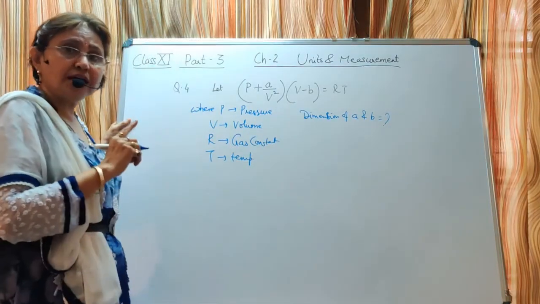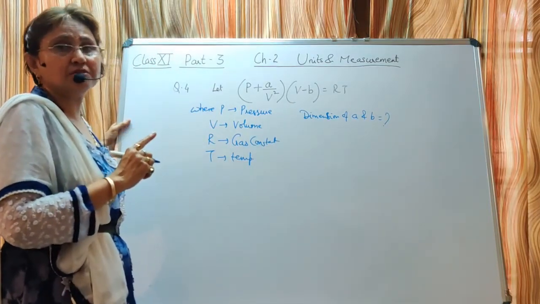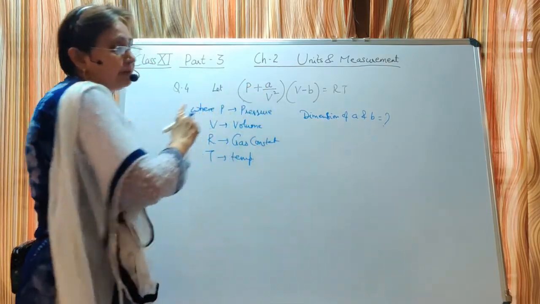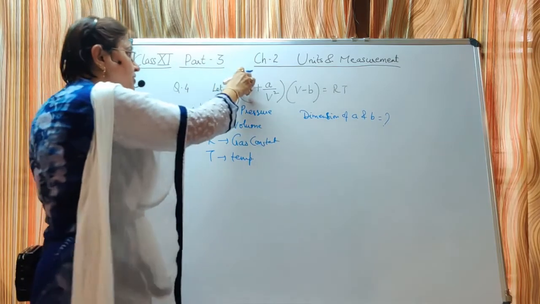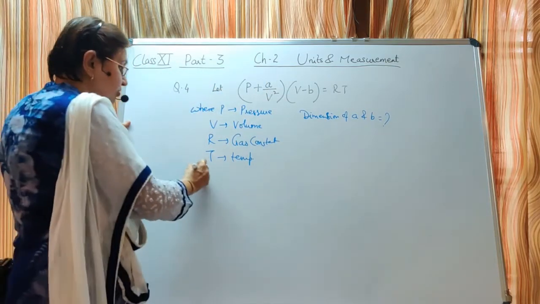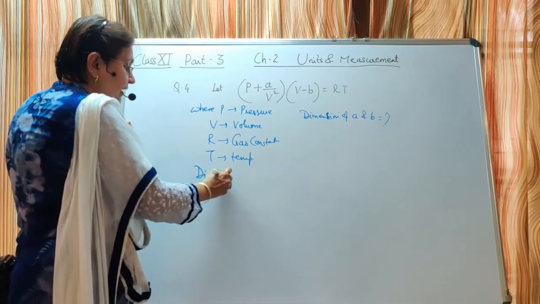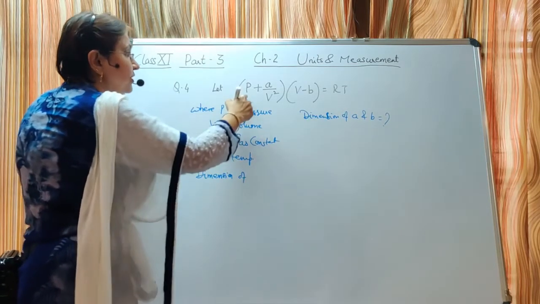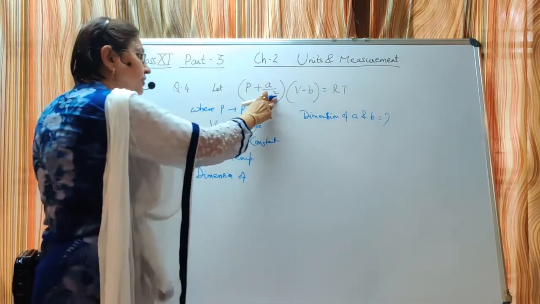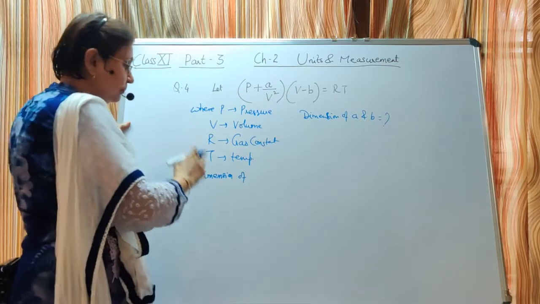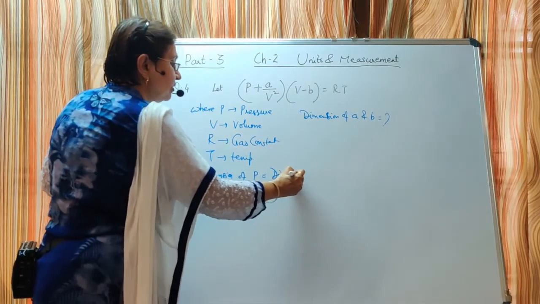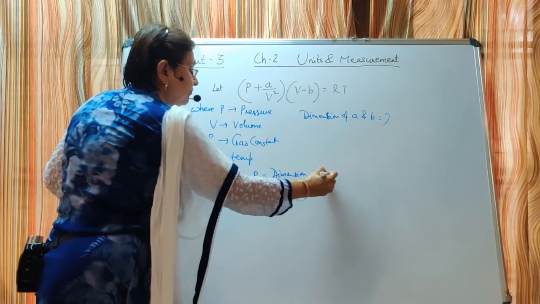We know that only the same dimensional terms can be added or subtracted. Here the pressure is added to A upon V square, so the pressure should have the same dimension as A upon V square. To find the dimension of A, we use only this term, forget about R into T. Since A upon V square is added to pressure, the dimension of pressure should be equal to the dimension of A upon V square.